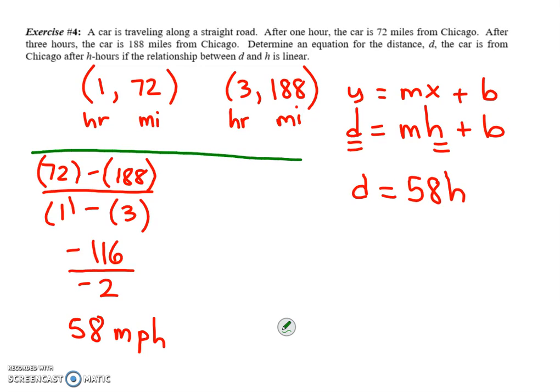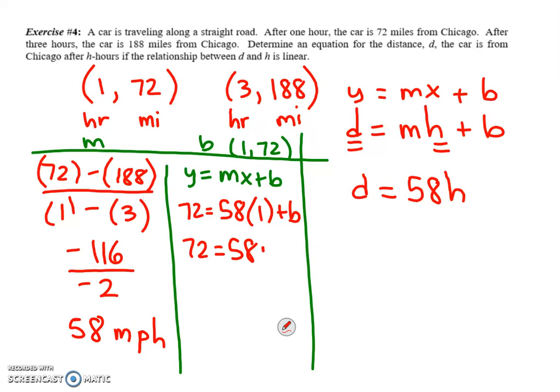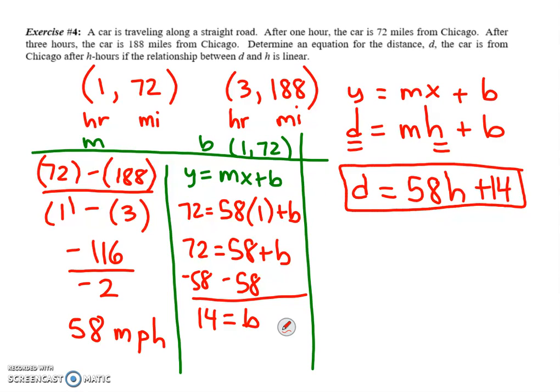Again, I didn't make my chart in this case because it's a word problem. I suppose I should have. Same exact process. I'm going to choose whichever point looks easier to me, so I'll choose (1, 72). And so we go ahead and 72 is y, 58 is the slope, the x is 1, and I want the b value. We go ahead and solve like we know how, and we get b equals 14. So the plus 14 is your b value, and that means the car started out 14 miles from Chicago and traveled at 58 miles per hour.